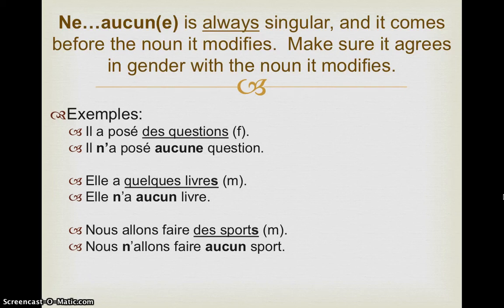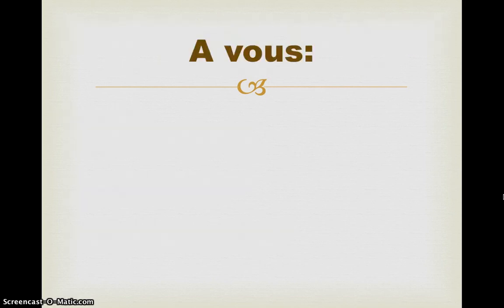Now the second example, you'll see an example of a masculine noun. Elle a quelques livres. So we change livre to be singular again, and it's masculine, so we use aucun. Elle n'a aucun livre. Okay, and you can check out the third sample. All right, pause the video so you can do the practice. When you press play, you'll see your answers.